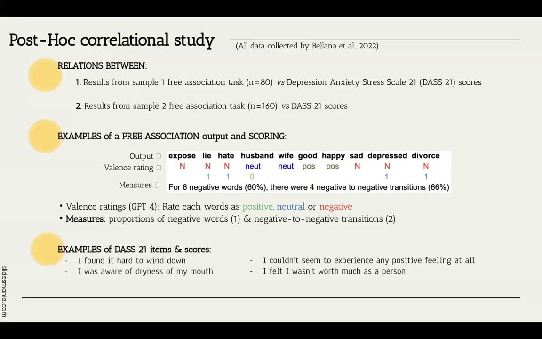And the second measure is the proportion of negative-to-negative transitions.